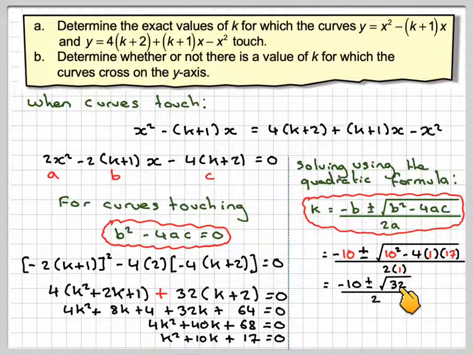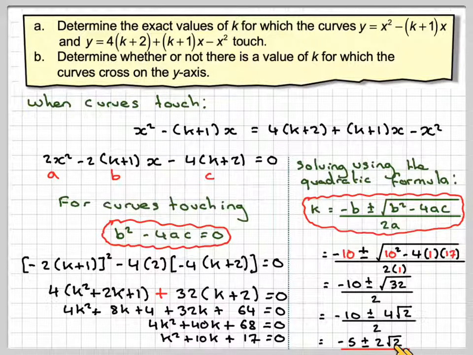Now, a square number goes into that: 16. If you take the square root of 16, you're going to get 4. So this becomes plus or minus 4 root 2 over 2. Now, most modern calculators, if you put in root 32, will actually give you 4 root 2. We notice that 2 goes into 10 and 4, so the final exact answers are going to be minus 5 plus or minus 2 root 2.